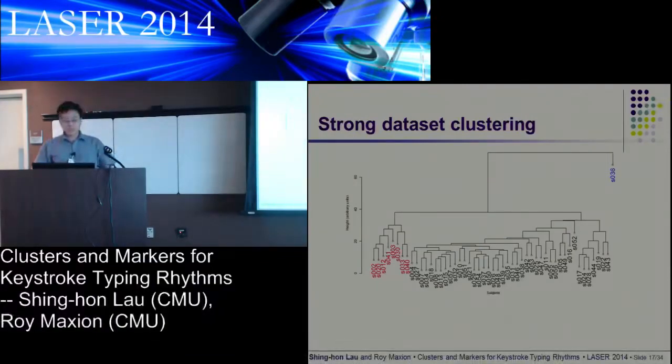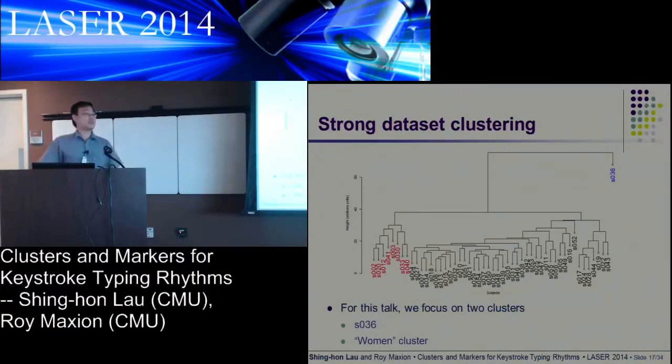Cool. So, for the purposes of this talk, I'm going to focus on two clusters. So there's the subject 36 cluster, which is in blue in the upper right, and this is the singleton cluster that just contains subject 36. There's the women cluster, which is in red, and as you might guess by its name, these are all women in this cluster. And there are also a couple of other clusters that you can identify here, but that I just don't have time to talk about today. So there's a cluster here to the right, and there's a big cluster here in the middle, which seems to be everybody else.